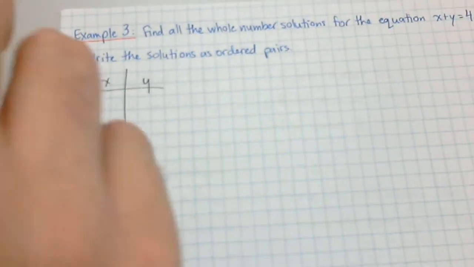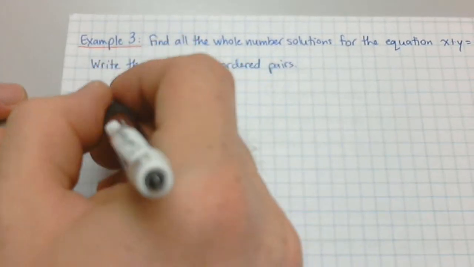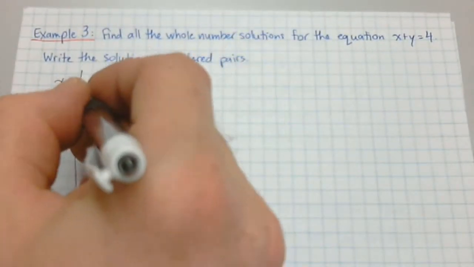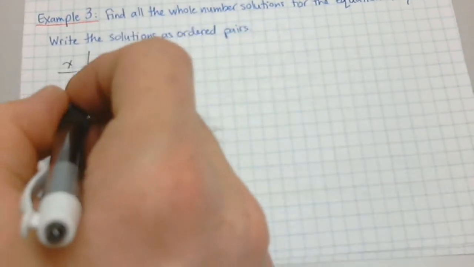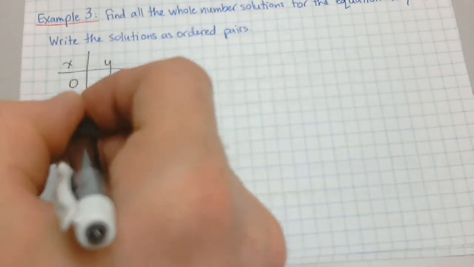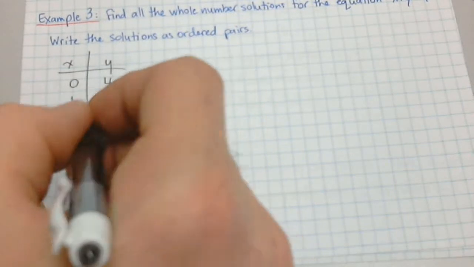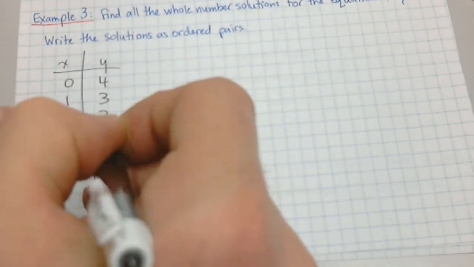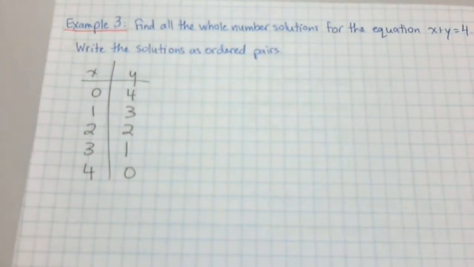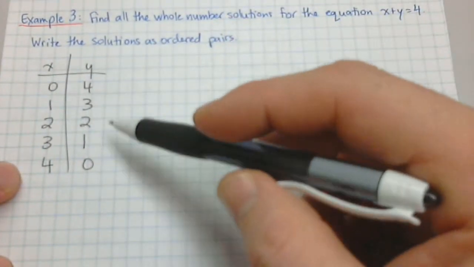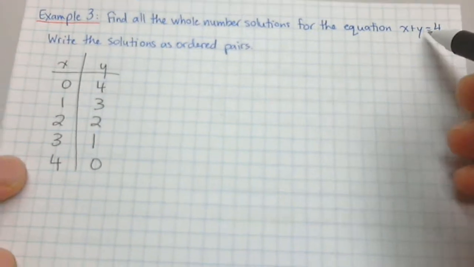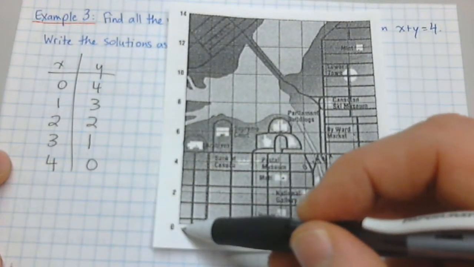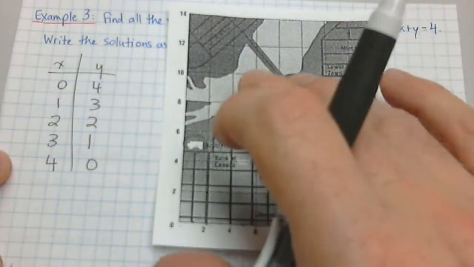Okay. And so what we're working with here is if x is 0, it's got to be x plus y equals 4. That means 0 plus 4 has to equal 4. If x is 1, then y's got to be 3. If x is 2, y's got to be 2. If x is 3, y has to be 1. And if x is 4, y has to be 0. So these are all the different options for x plus y equals 4 if we're only using a grid that starts at (0, 0) and only has positive numbers.